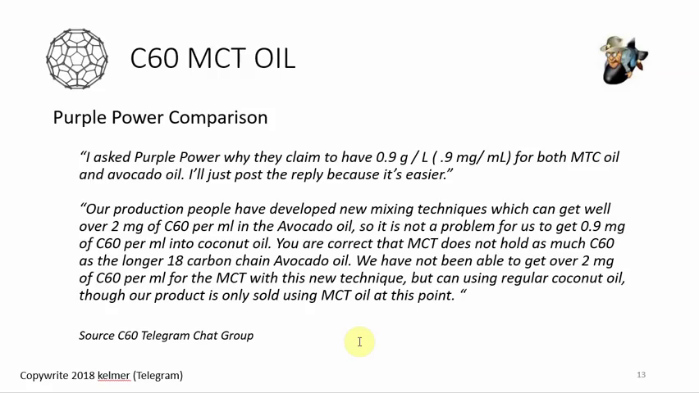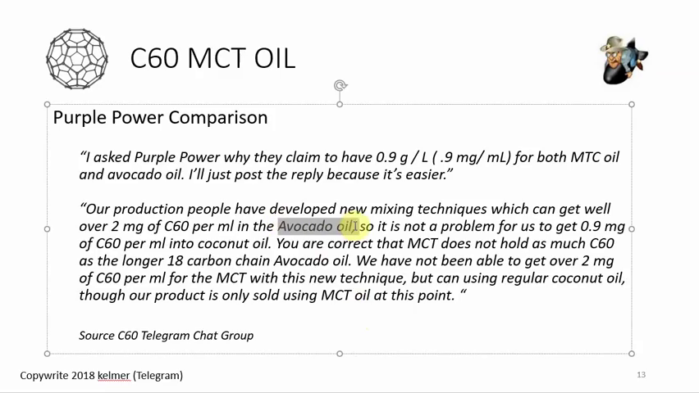Now that's 2 milligrams compared to 0.8, which is the rat study, right? But that's per milliliter in avocado oil. Okay, that's what they're saying. So it is not a problem for us to get 0.9 milligrams of C60 per milliliter into coconut oil. Okay, so this is the discussion's MCT.